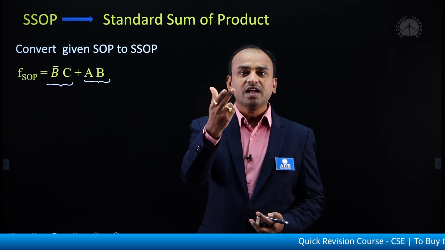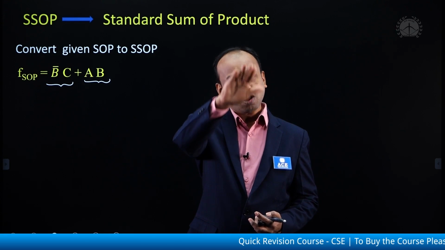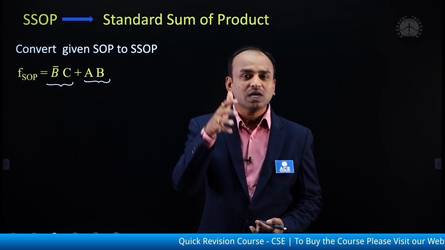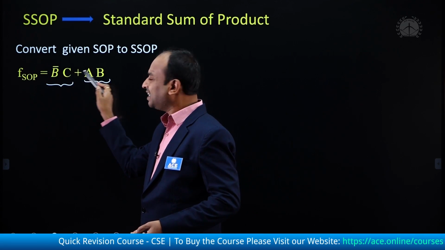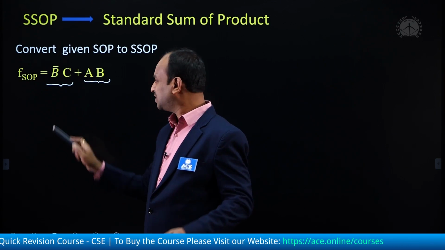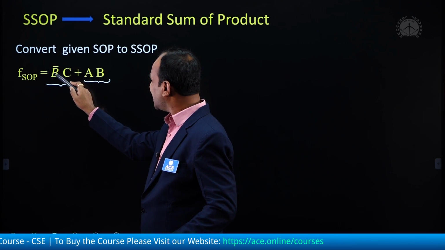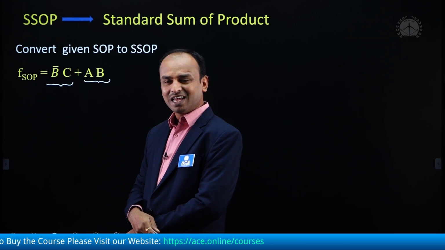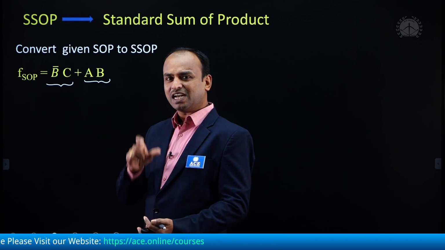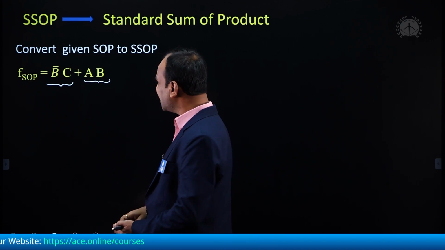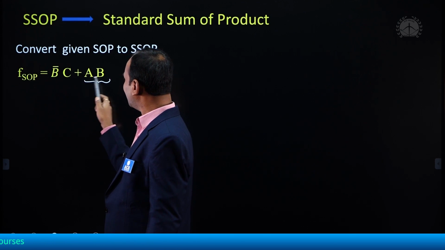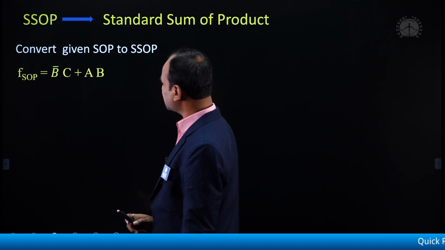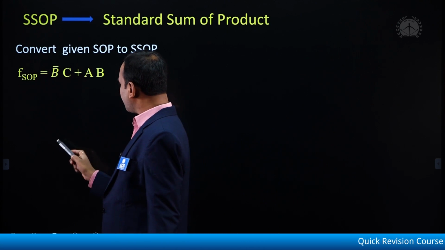Arrange it in such a way that each term has all the variables. That is called standard. Once more, each and every term has all the variables A, B, C. In the first one A is missing, in the second one C is missing. Arrange so that each and every term has all the variables. That is called standard. So here I am converting the given SOP to SSOP. Once again I am writing the SOP here.